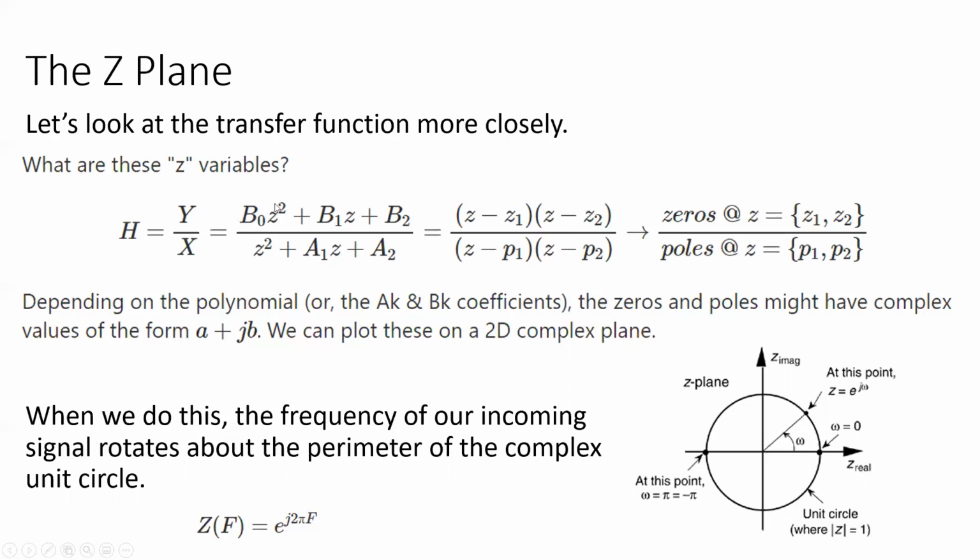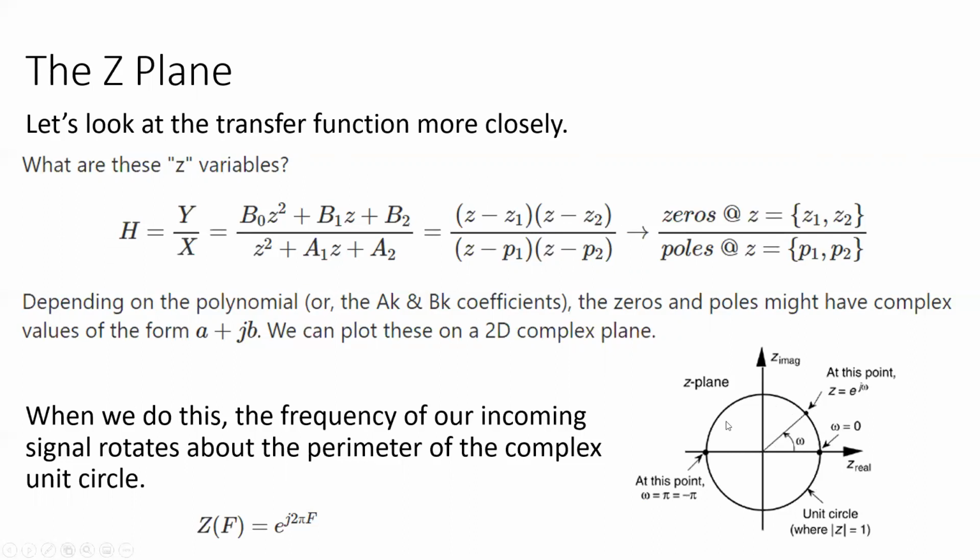And so, depending on the polynomial that you have here, it might not factor in such a way that you don't have complex roots. And so you might get these complex values of the form a plus jb. So we can plot these on a 2D complex plane, and that's what you see here. But there's a weird trick, which is you have your z in a real part and an imaginary part, and so these z's can be anywhere. Your poles and zeros on this can be anywhere.